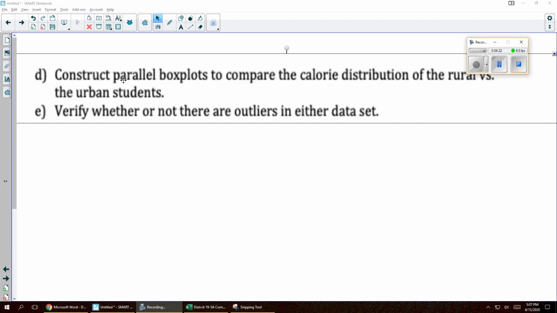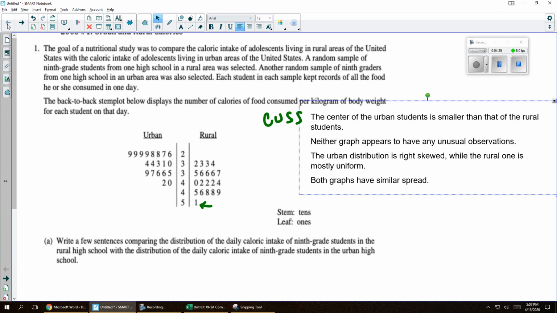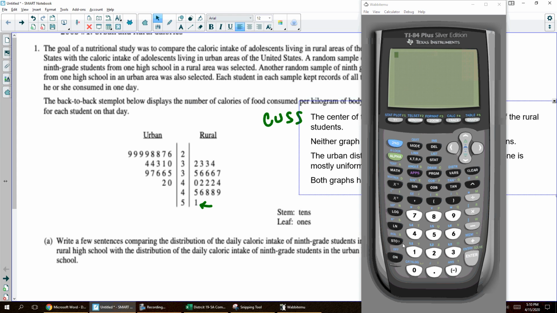So the next part says let's make some parallel box plots and then verify whether or not there's outliers. So if I go back and look at the original data set, the way that I would probably make parallel box plots, because I can and it's easier, is I'd use my calculator. So let's grab a calculator, type these numbers in, and pause the video. We'll come back. Okay, so I typed the numbers into my calculator.